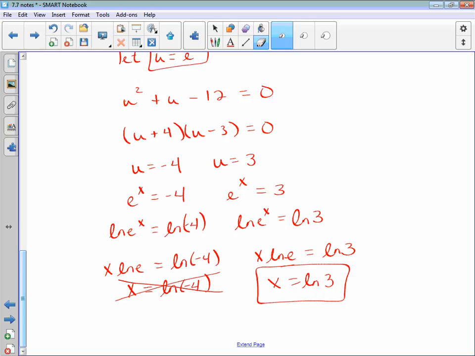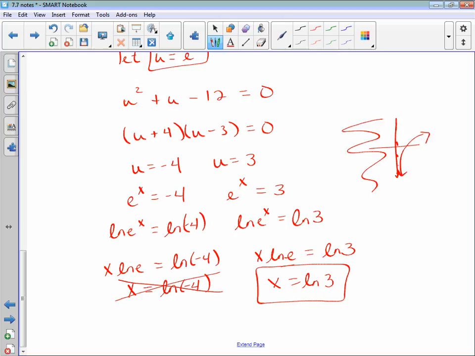Yeah, you can never take a log of a negative. Just think again of the graph. Vertical asymptote right there, and it goes this way. So none of these work. No negatives.